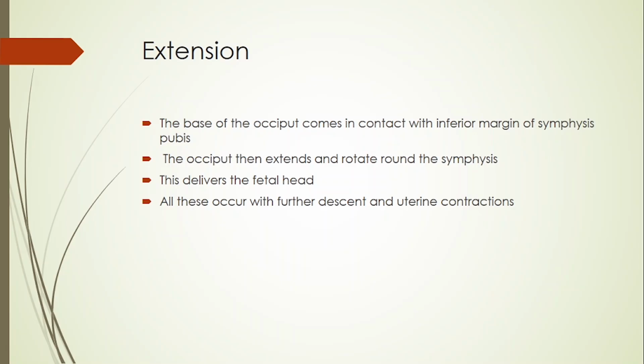Afterwards, after this flexion, the next sequence is extension. In extension, the base of the occiput in this well flexed head comes in contact with the inferior margin of the symphysis pubis. So with this, there is extension and rotation around the symphysis pubis, and it is the extension of the head that delivers the fetal head, and that is what is seen. Don't forget that all these occur with further descent and uterine contractions.